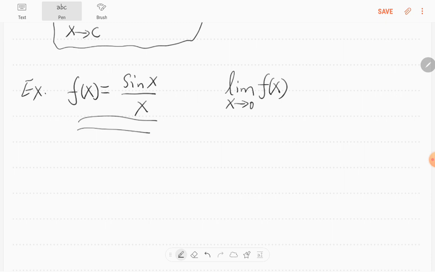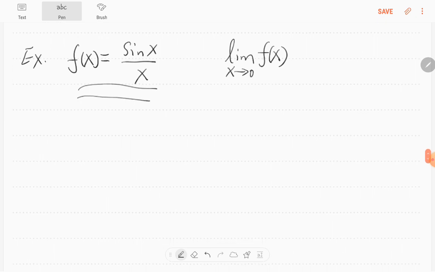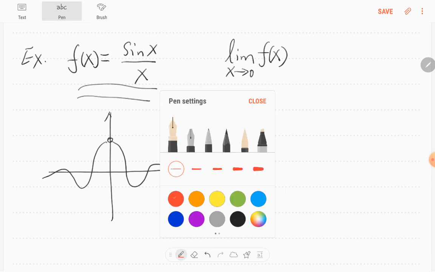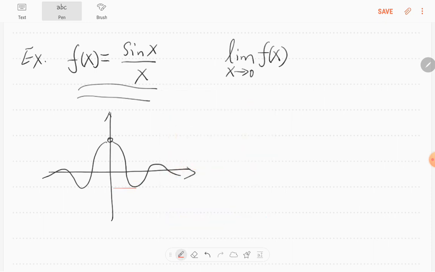So here we want to look at the graph of this function. The graph for this function is given by this one, this is the shape of the curve. Alright, this is the graph of this function. So you can see that this is 0, right? When x approaches 0, that means two things: x approaches 0 from the right side of 0, and x approaches 0 from the left side of 0.